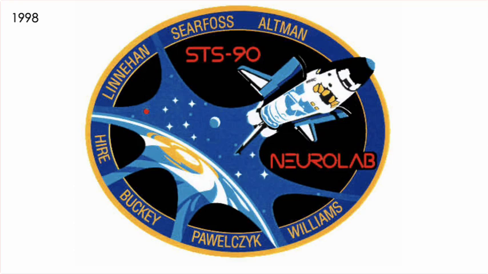So mission patches are personal to the specific crew. They're worn on their suits during the mission and at various events before and after the mission, and they almost always contain the astronauts' names.